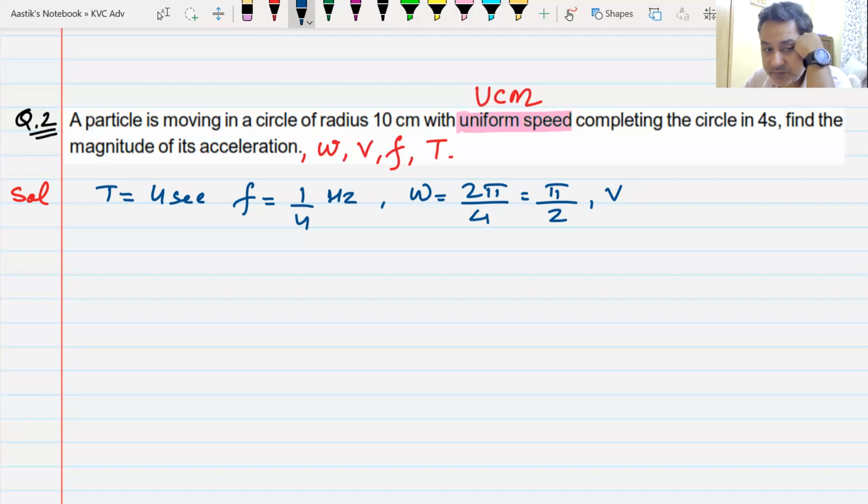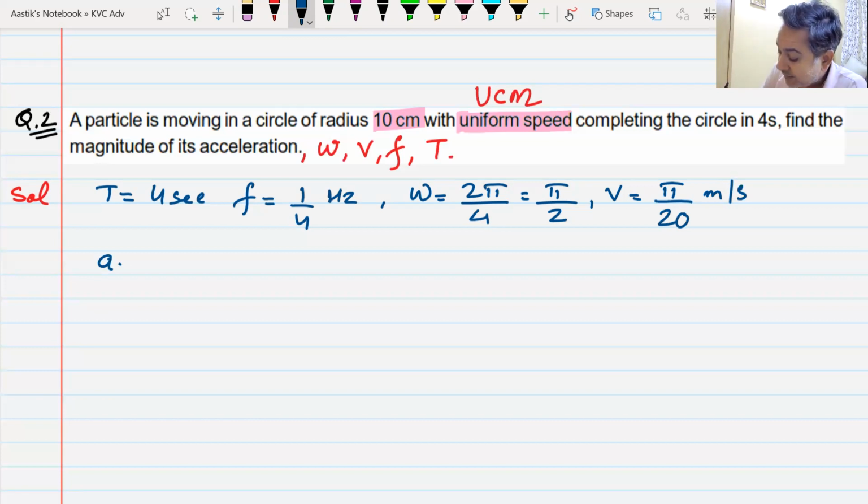It will be in centimeter per second then. I have converted it into meter per second. So what is the speed? Pi by 20 meter per second. So basically you multiply omega by r, and r is 10 centimeters, which is 10 by 100, right? Yes, sir. Okay.